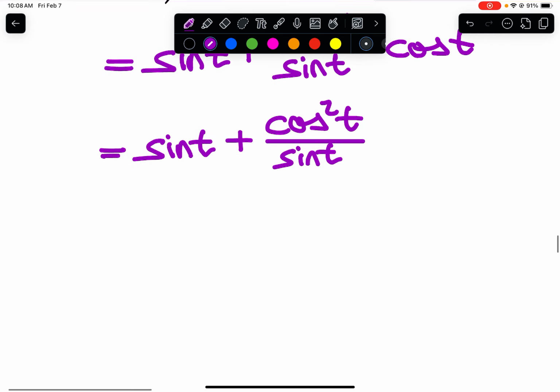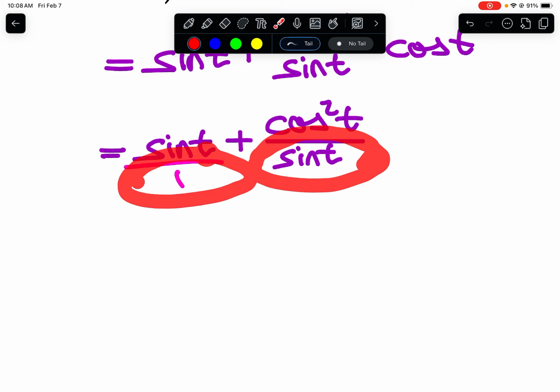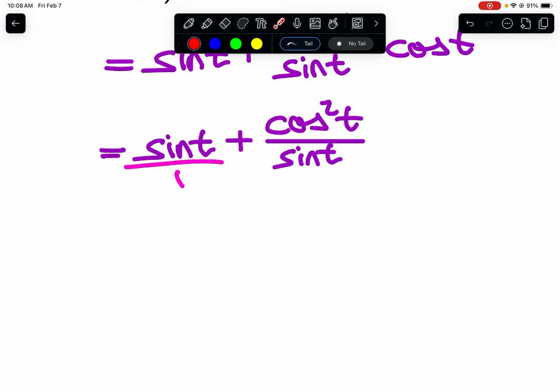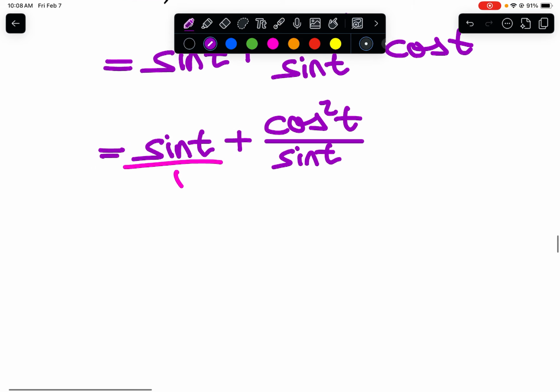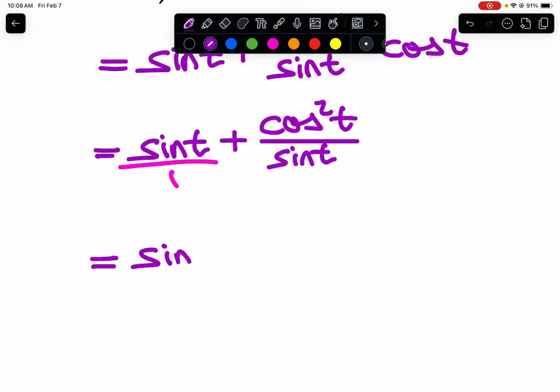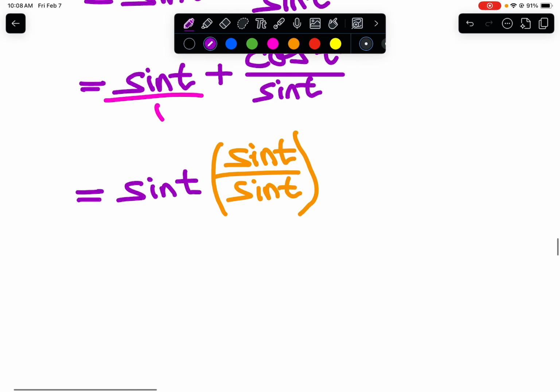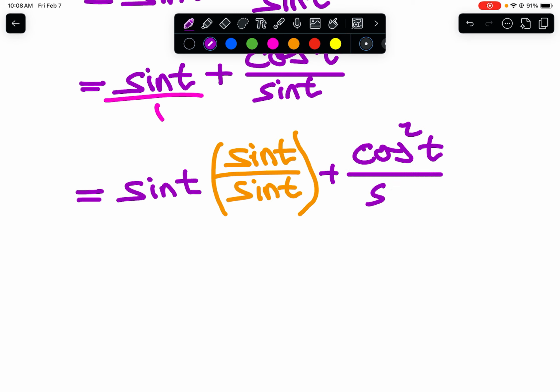Now, in order to add these, I need a common denominator, because right now I just have sine t over 1 plus cosine squared t over sine t. So I need a sine t in the bottom and a sine t over here in the bottom. So the expression on the right side is good to go, but I need to manipulate the left side. So I'm going to have sine t, and I'm going to multiply by a funky form of 1. Think about rationalizing, kind of the same idea as rationalizing. So I'm going to multiply by sine t over sine t, and then I'm still adding cosine squared t over sine t.